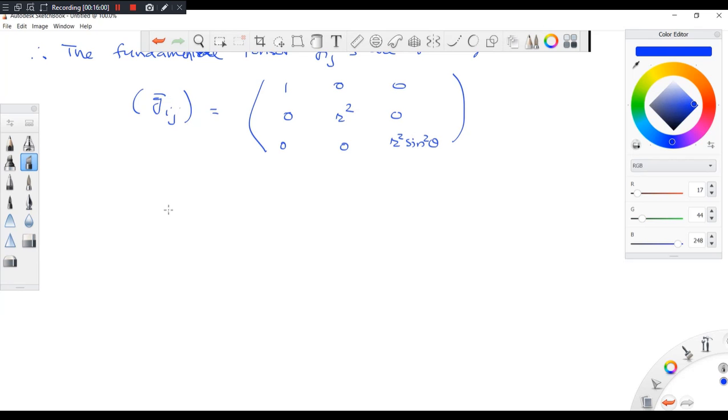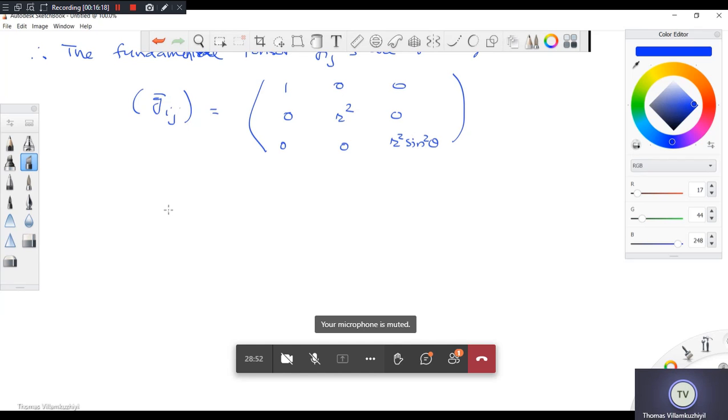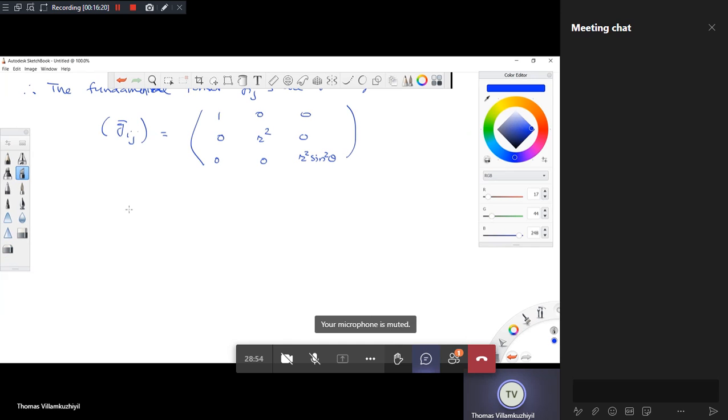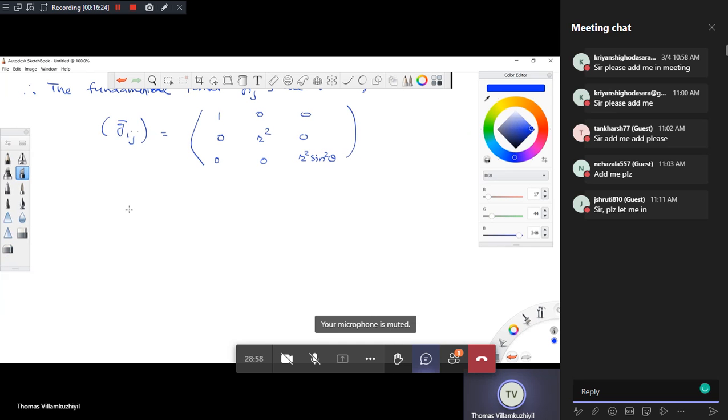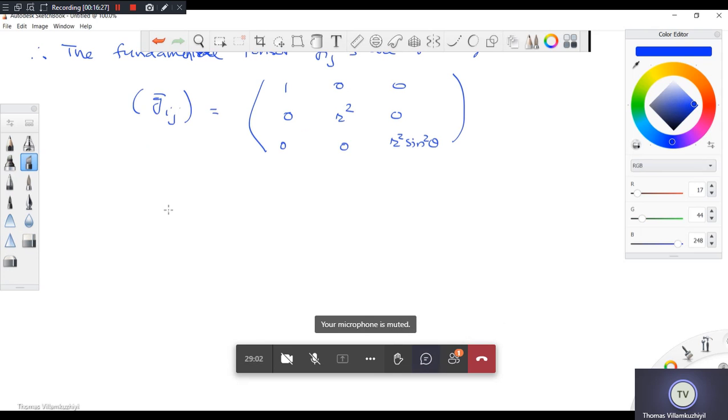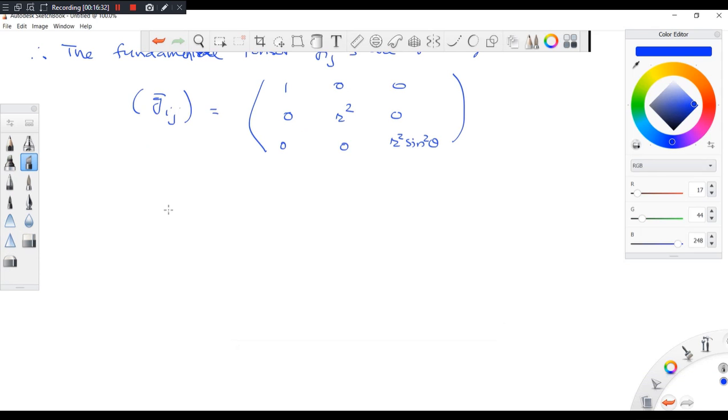And what is the determinant G bar? So this is the determinant of 1 0 0, 0 r² 0, 0 0 r² sin² theta. So what is this? r to the power 4 sin² theta. Okay.